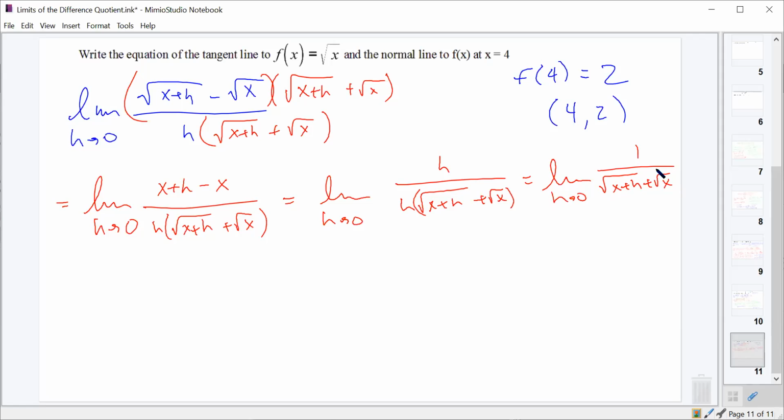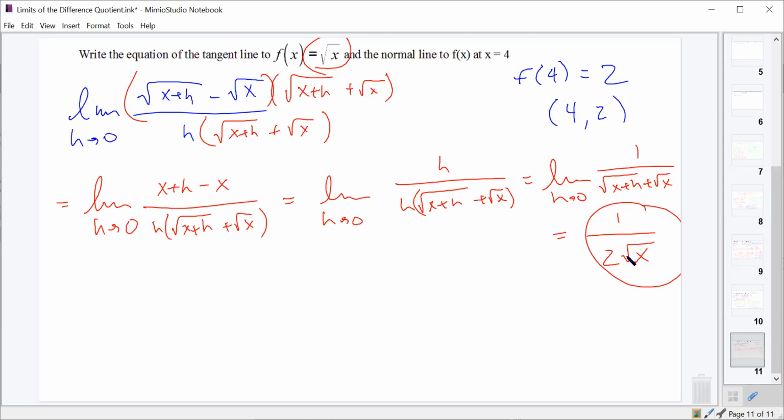Good or no? Yeah. All right, cool. As h goes towards 0, this becomes 1 over root x plus root x. And what's root x plus root x? 2 root x. Perfect. So this is the derivative of this, right? The derivative of root x is 1 over 2 root x. In fact, you're going to want to memorize that, but we'll worry about that later today.